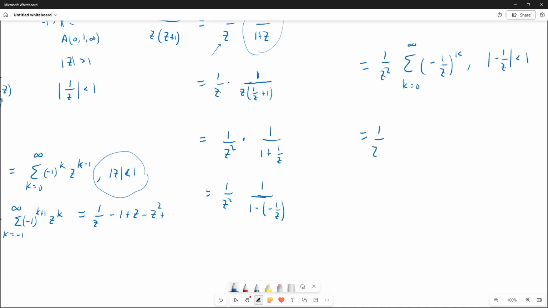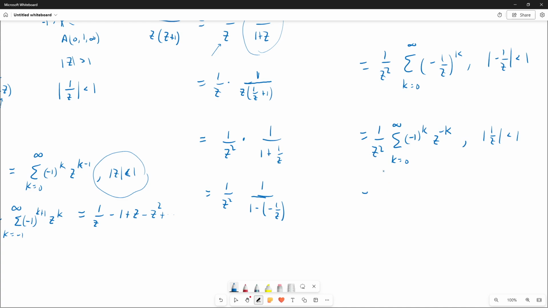So we have 1 over z squared, summation k from 0 to infinity, -1 to the k, z to the -k. And this is equivalent to saying the modulus of 1 over z is less than 1, because the modulus of -1 is 1.